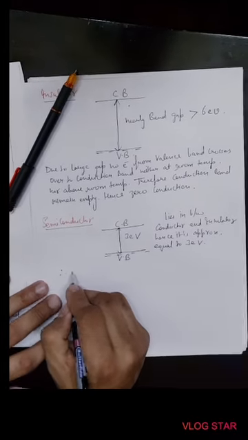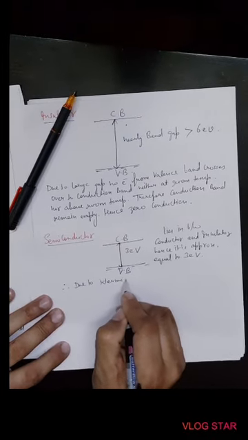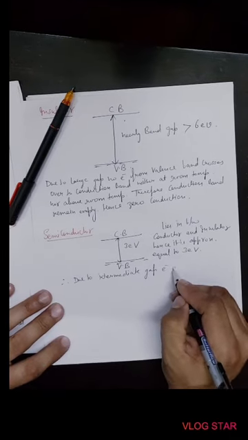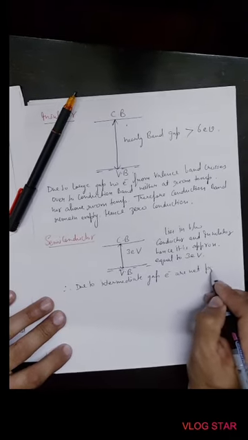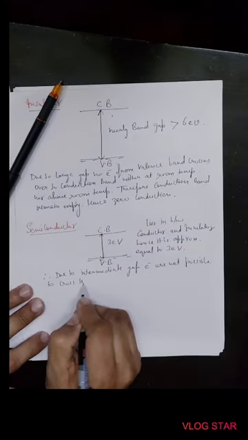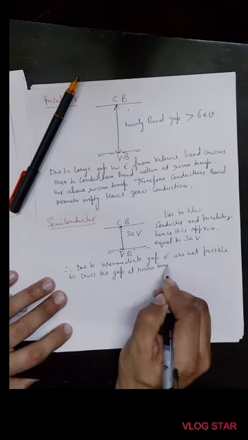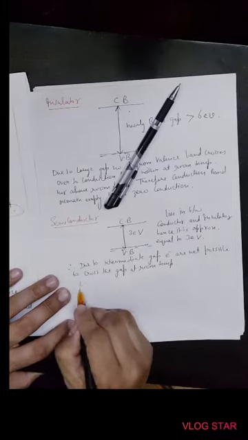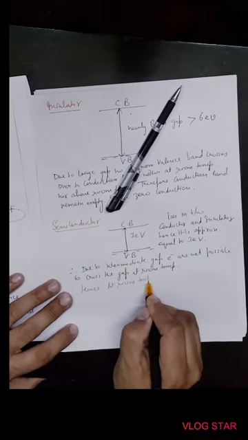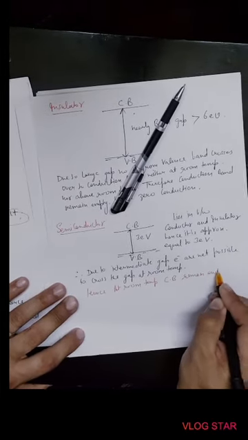Therefore, due to intermediate gap, electrons are not able to cross the gap at room temperature. Hence, at room temperature, conduction band remains empty.